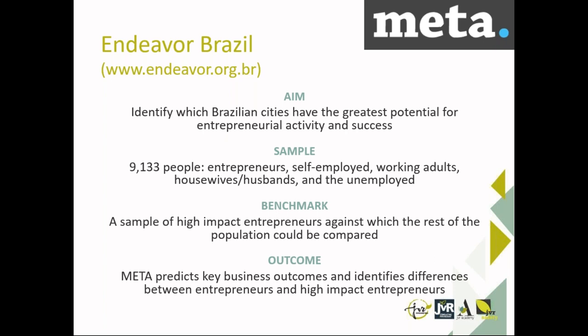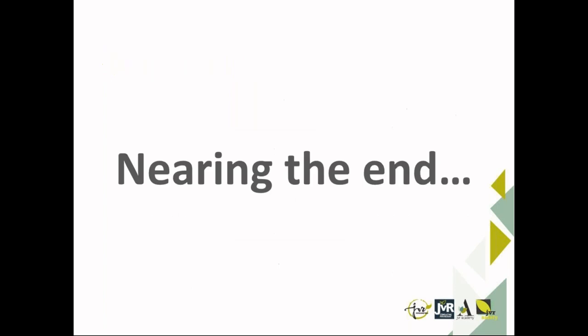which is a really nice case study and something really concrete that shows how they were able to use the Meta to actively look at whether people that were already identified as high impact entrepreneurs, versus the rest of the population across different levels, could be distinguished by the Meta, and it was capable of doing that.